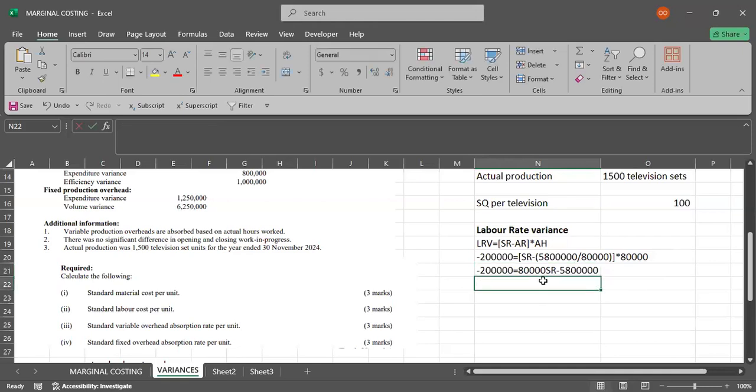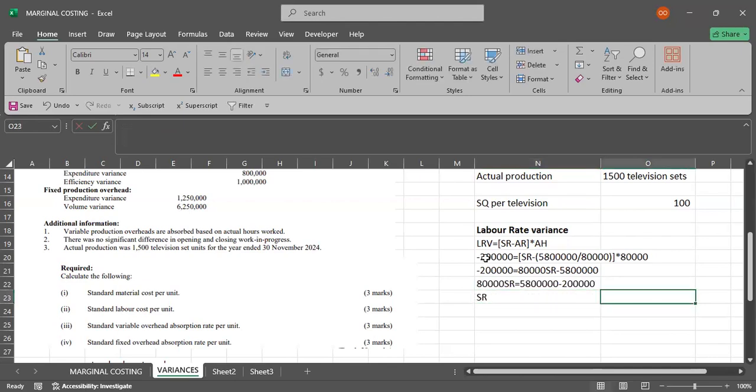So my next step is to collect like terms, right? So I'm able to see I have 80,000 standard rate being equal to, I have negative 200,000. So if I have to retain the standard rate to be in positive form, this will cross the equal sign to be a positive 5,800,000. The 200,000 is still on the same side, so it is retaining that negative 200,000. Great. Please go ahead and now give me the standard rate.